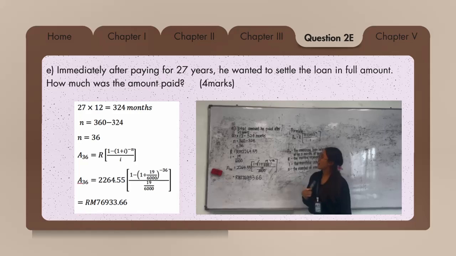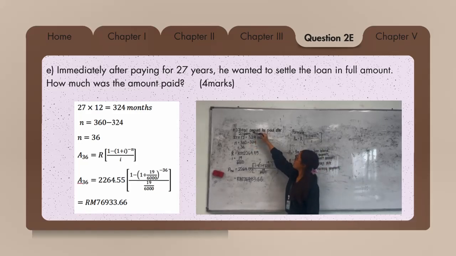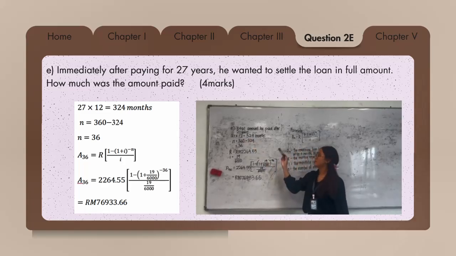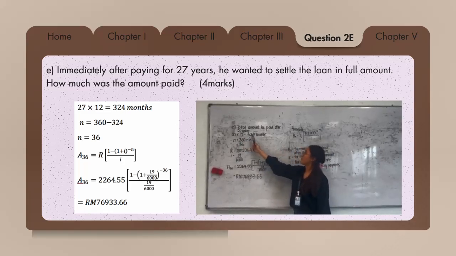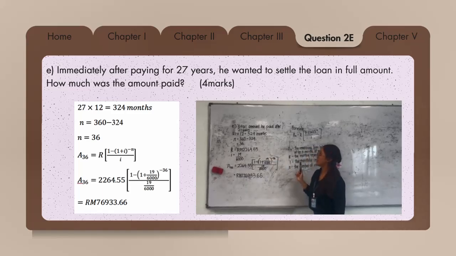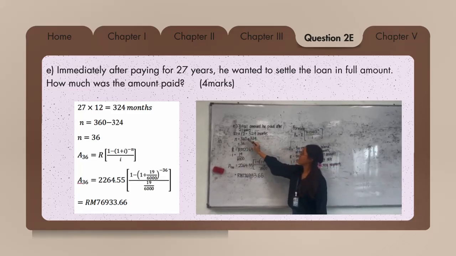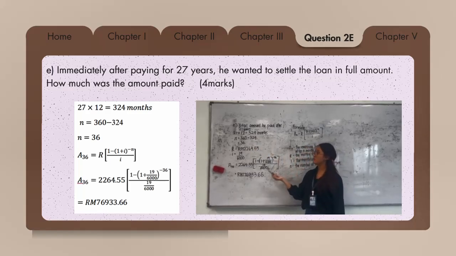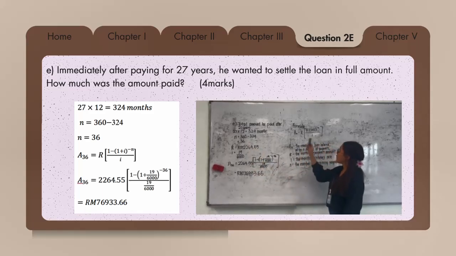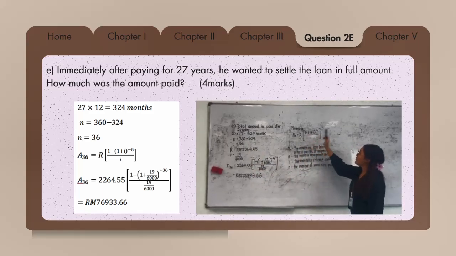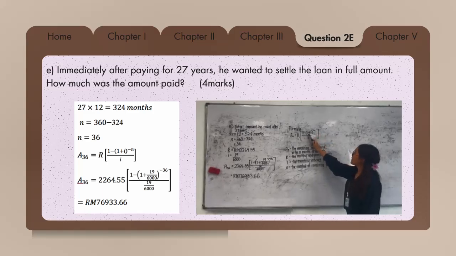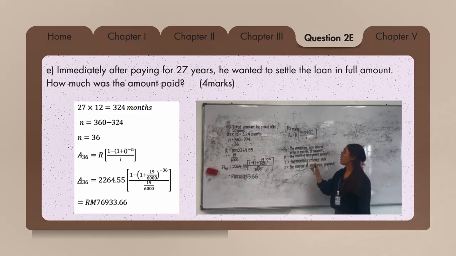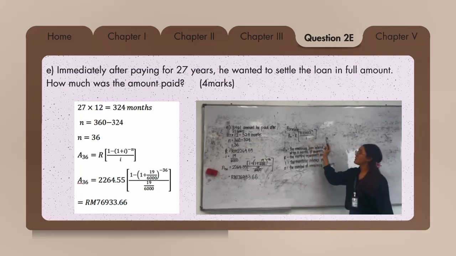First of all, we have to transfer this 27 years into months. So 27 multiplied by 12 equals 324 months. So n is equal to 360 minus 324 equals 36. So we use the formula A equals R[1 minus (1 plus i) to the power of negative n] over i.